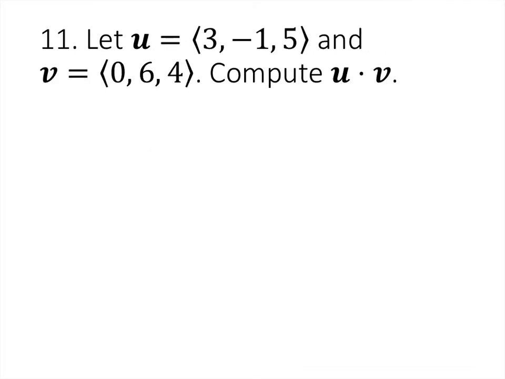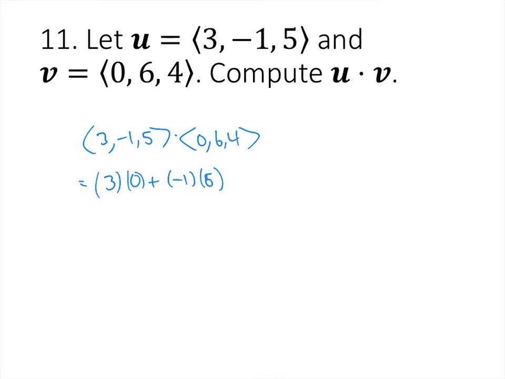All right, these next two problems have us doing some vector operations. So we've got u is 3, negative 1, 5, and v is 0, 6, 4. And the dot product just says you multiply each component by the corresponding component of the other vector. So 3 times 0 plus negative 1 times 6 plus 5 times 4. That's going to be 0 minus 6 plus 20. That's 14.